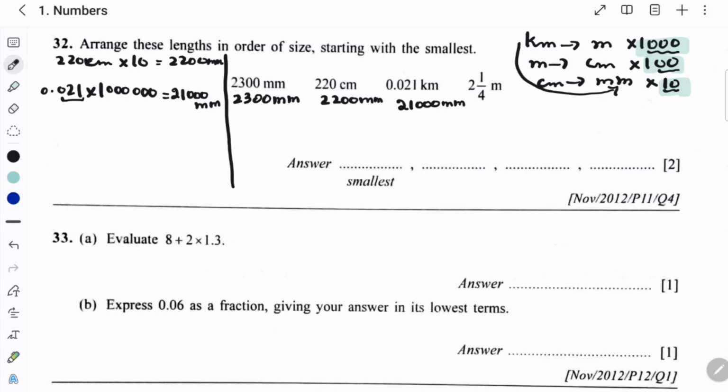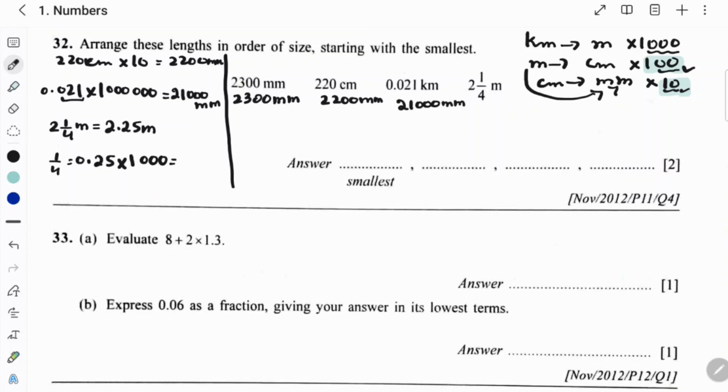2 whole 1 over 4 meters. It means 2.25. Quarter is 0.25. So 2 whole 1 over 4, this is in meters, equals 2.25, because quarter is 0.25. Okay, so that is in meters. Meters to centimeter we multiply by 100, and then into millimeters we multiply by 10. So for this one, you just do meters to millimeter, multiply by 1000.